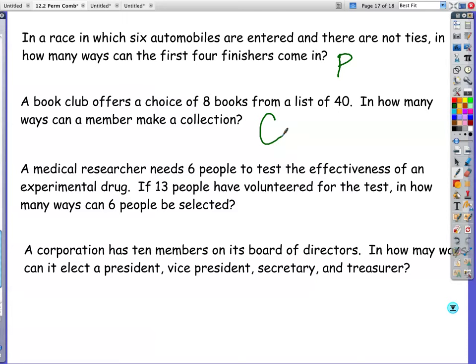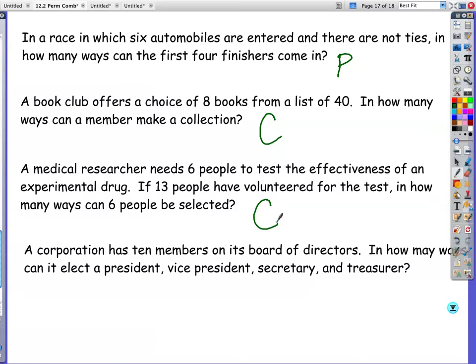A medical researcher needs 6 people to test the effectiveness of an experimental drug. If 13 people have volunteered for the test, in how many ways can 6 people be selected? Okay, so they volunteered and they want to know how many ways these 6 people can be selected. So does the order matter is the overall question with this one. And basically no. If they were saying they could line up or work with anything like that, then you would have to say order matters. But here you're just picking these 6 people, and you're going to do the test. It doesn't matter which order you take the test in or which order these people come in.